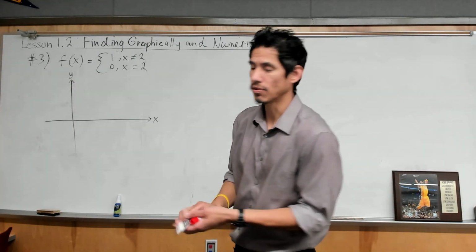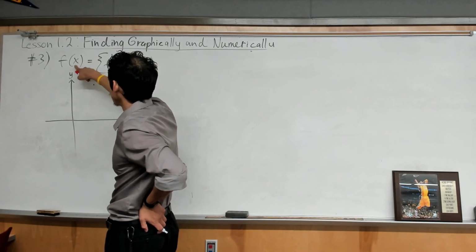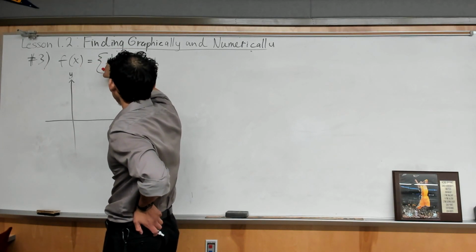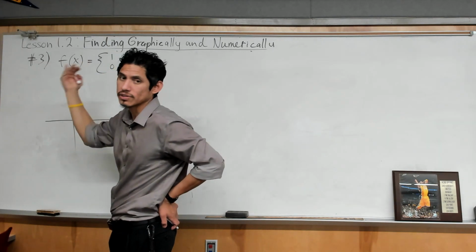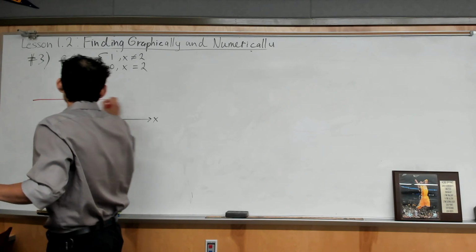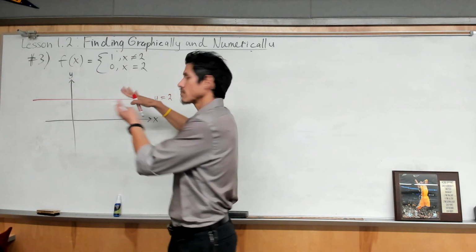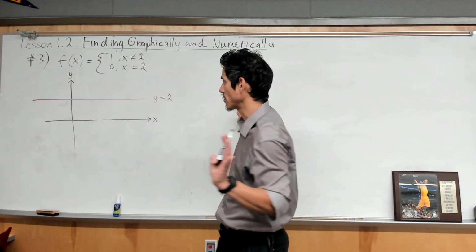So remember, don't overthink these. Make sure you know your algebra. This is just saying that the y value equals 1 as long as x is not 2. So it's 1 all the time except for one value of x. So we can draw a horizontal line like this. I'll just write y equals 1 just to make sure we're clear on what's going on.